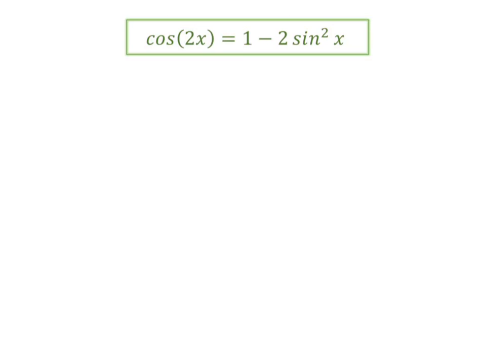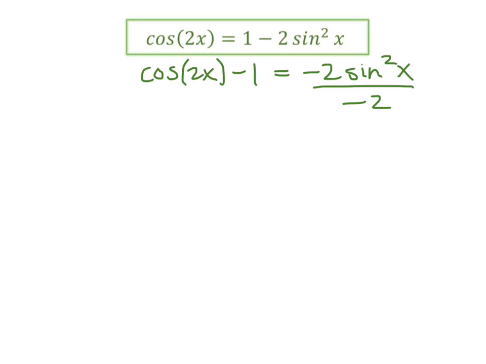Let's try the same thing over here for the cosine of the double angle form in terms of sine, though. So this will allow us to isolate sine if we use this version of the double angle for cosine. Let's start by subtracting 1 from each side. We want to isolate the sine term.